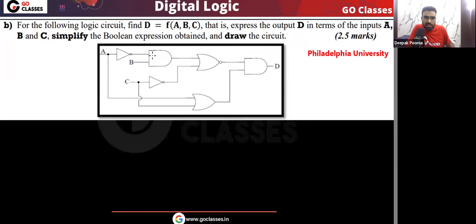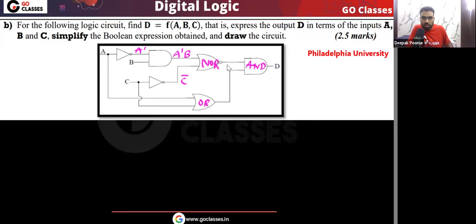First of all, you can notice this is an inverter, so here this will become A bar. What is the output of this AND gate? That will be A bar B. What is the output of this inverter? That will be C bar. Now you can see this gate is a NOR gate, here this is the OR gate, and here this is the AND gate.